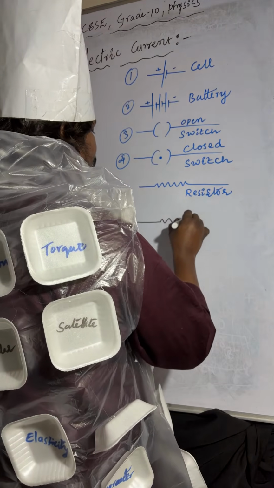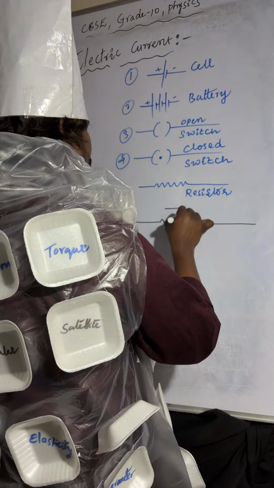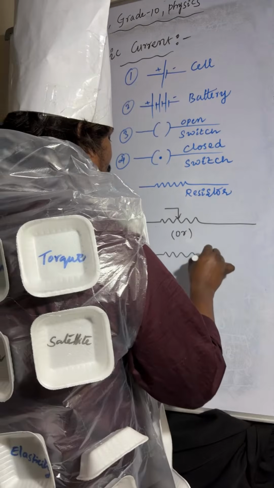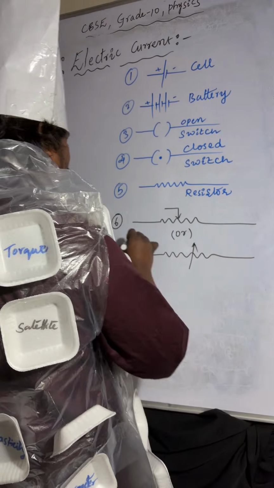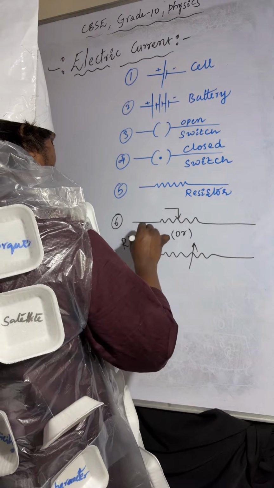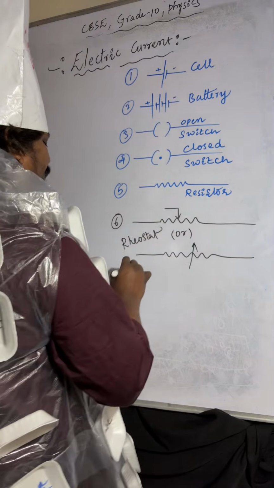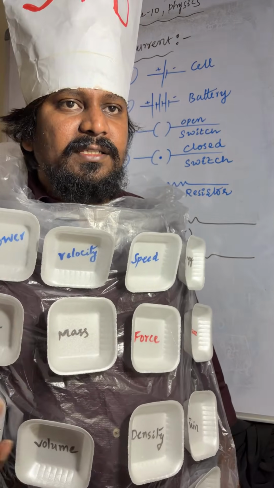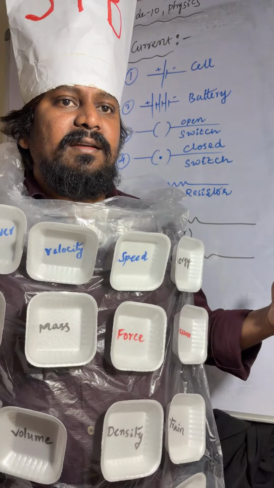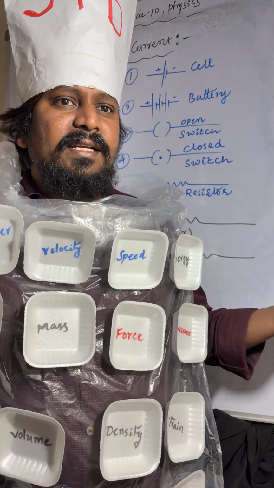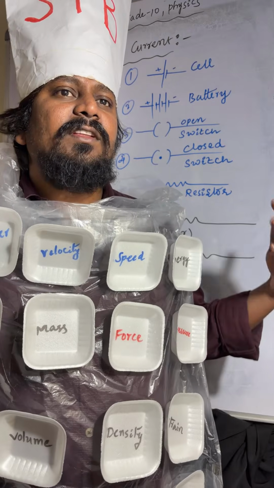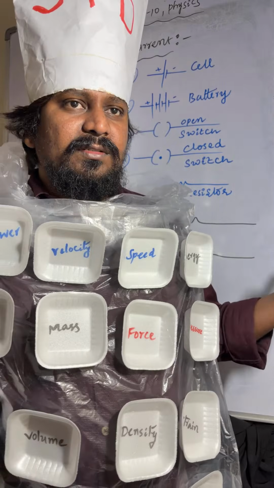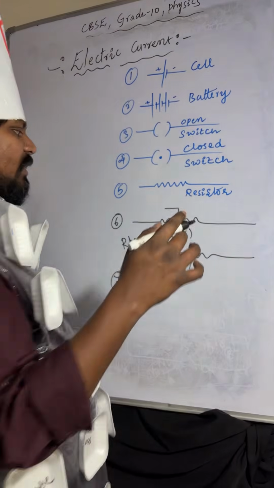This is the rheostat, or we can also take it like this. Okay, and seventh one, rheostat is a device which is used to regulate the current without changing the voltage source. Okay, yes. So here you can see.